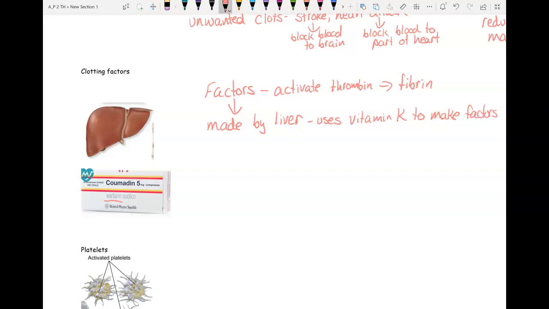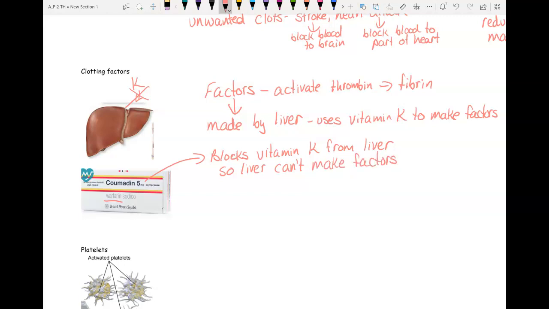So the way Coumadin works is this medicine blocks vitamin K from the liver. So if you're on Coumadin, vitamin K cannot get into your liver. And if your liver can't get vitamin K, it can't make the factors. And then if you don't have factors, you can't activate thrombin, you can't activate fibrin, and you can't make a blood clot.